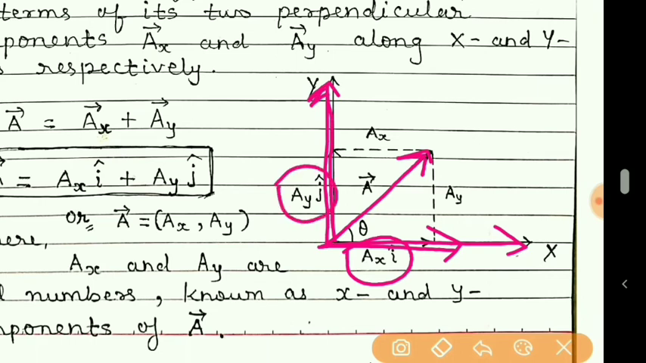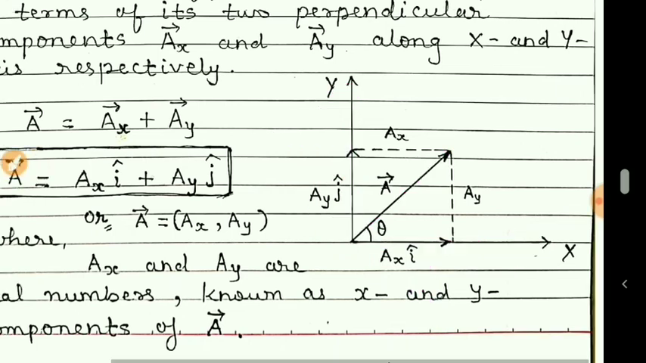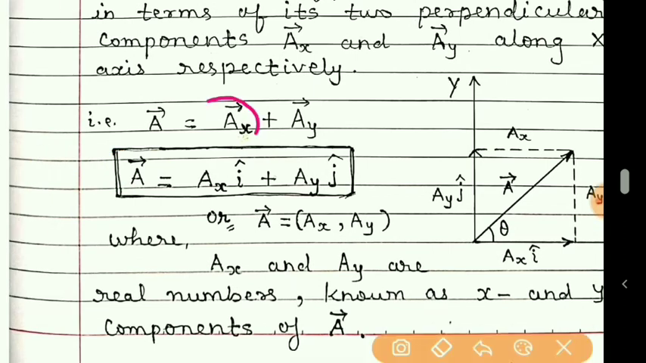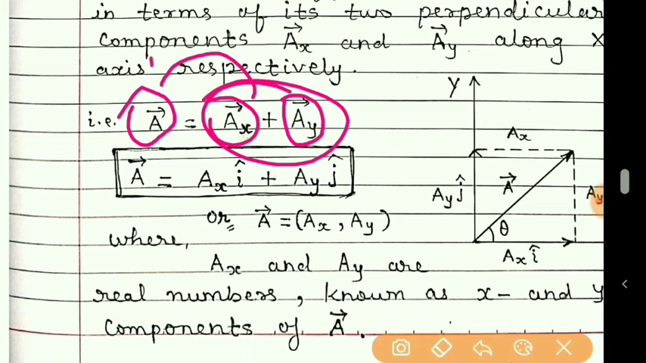Now students, you know that this i cap is used for showing the direction along the x axis. Here this j cap is used to show the direction along the y axis. So here this ax i cap and ay j cap are the vectors, which are nothing but the components of vector A. And so addition of these two vectors gives vector A.